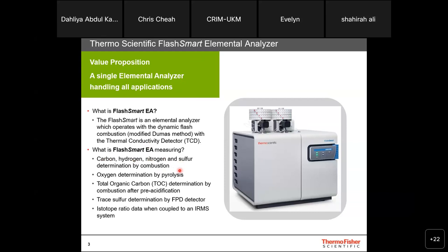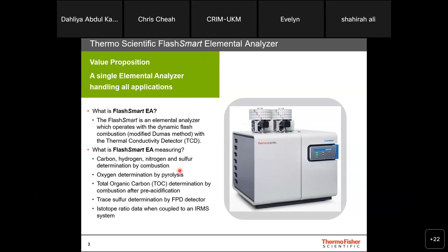So they're done by combustion. Combustion means that we are adding oxygen and burning the entire sample so that the carbon content will be converted to CO2. Hydrogen will then convert to H2O. Nitrogen will become N2, and sulfur will become SO2.